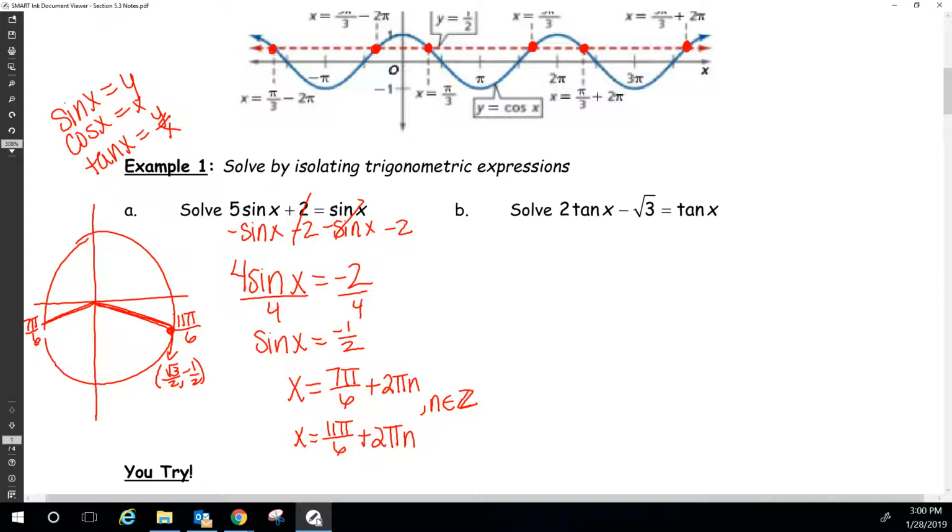In other words, this is true for every n, where n is 1, 2, 3, 4, 5, 6, or -1, -2, -3, -4, -5, -6, or 0. 0 would give us our two original ones. So this is the solution I'm looking for.